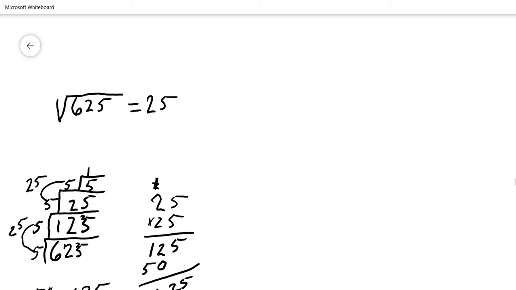Okay, now I also said cube roots, didn't I? So let's see if we can find, I'm going to use one that I already know.